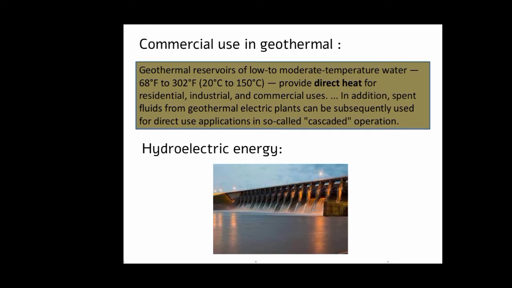For geothermal commercial uses, water at temperatures of 68 degrees Fahrenheit to 302 degrees Fahrenheit, or 20 degrees Celsius to 150 degrees Celsius, is used for direct heating in industrial and commercial applications. In addition, spent fluid from geothermal electricity plants can be used for direct-use applications in so-called cascaded operation.